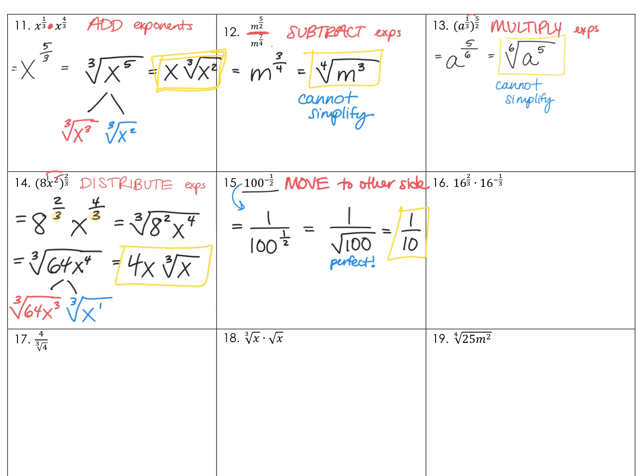Figure out what you need to do with the exponents there. Chat with your table. You are indeed going to add. Positive 2/3 plus negative 1/3 is positive 1/3. Okay, we're not going to leave it like that because that would be tacky. You're now going to convert it back to radical. You're going to have a cube root.